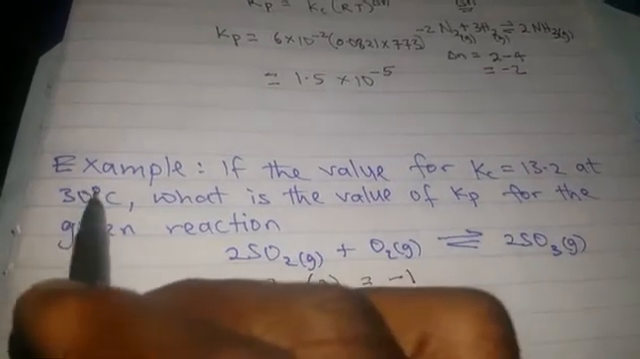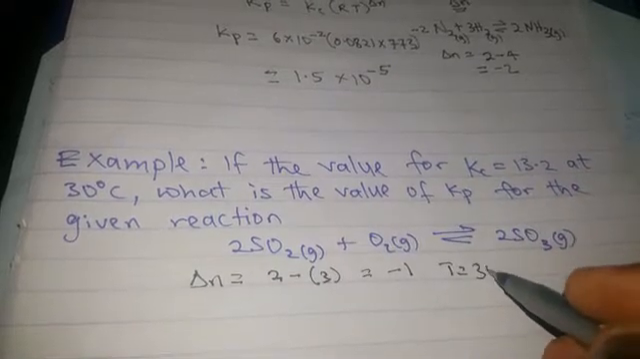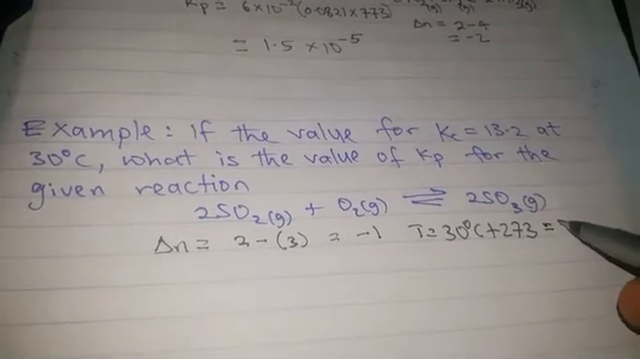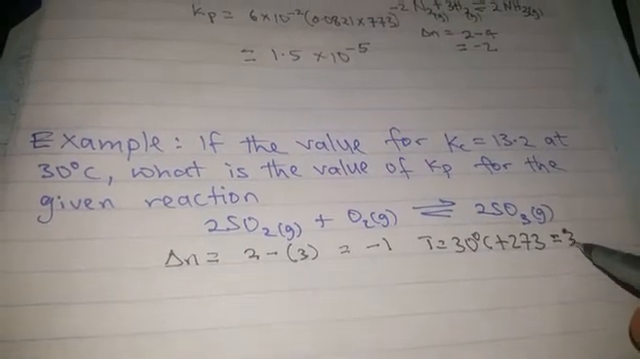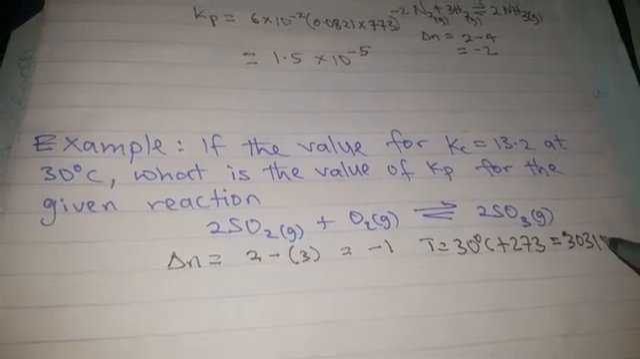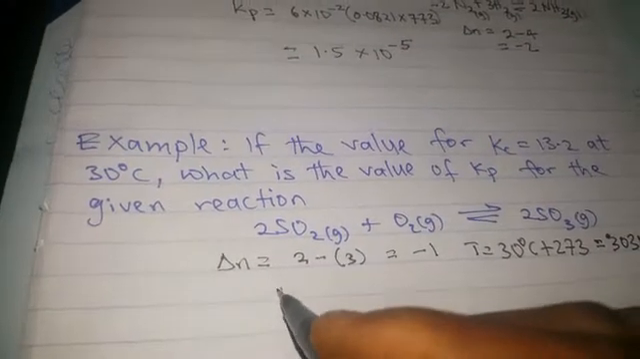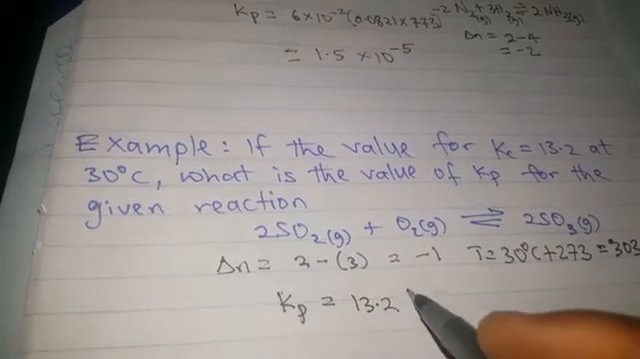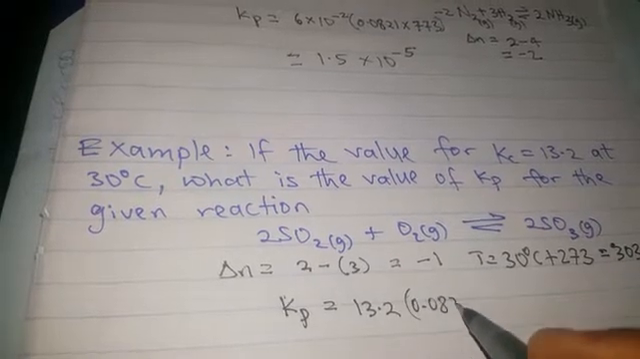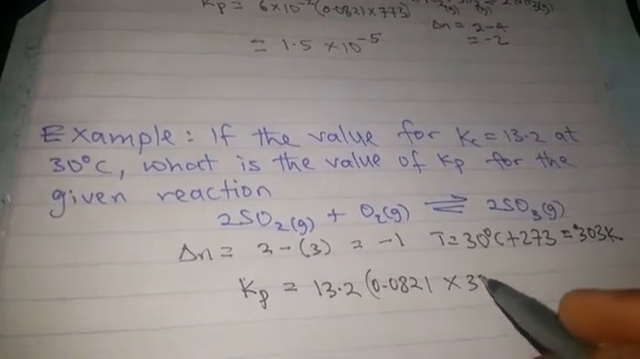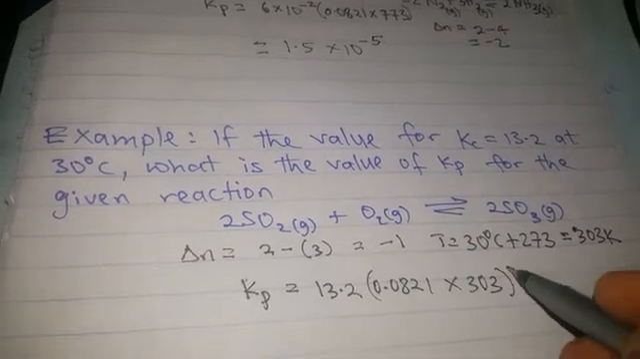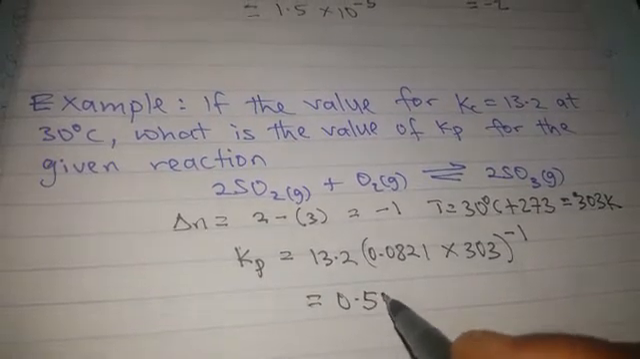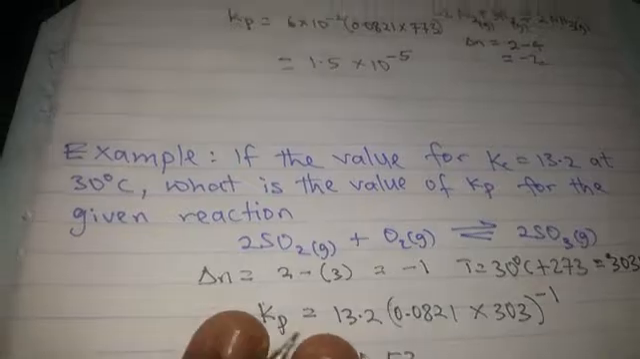Now my temperature is 30 degrees Celsius, and to convert to Kelvin, we add 273, and that is going to give us 303 Kelvin. So back to our formula, our Kp is equal to Kc, which is 13.2, times 0.0821 times the temperature, which is 303, all raised to the power minus 1. When we do this, we're going to get our Kp to be 0.53. Okay, so let's see one more question.